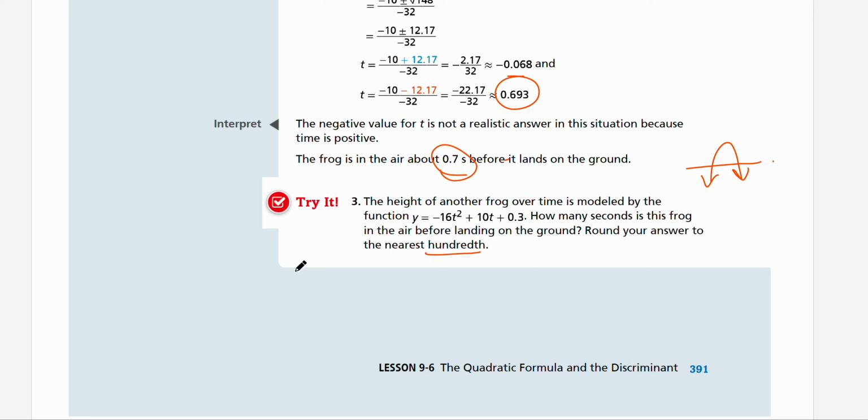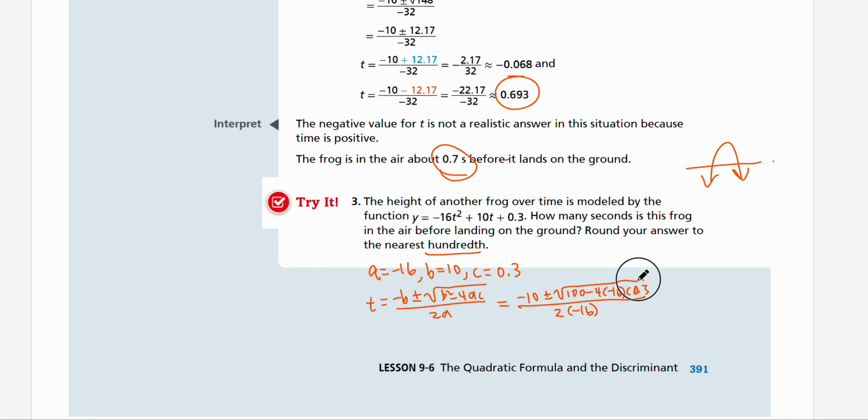Okay, are you ready? So identify your A, B, and C. A is negative 16, B is 10, and C is 0.3. Your quadratic formula is negative B plus or minus the square root of B squared minus 4AC, all over 2A. So plug it in. Negative 10 plus or minus the square root of 10 squared, 100, minus 4 times A times C, and then all over 2 times negative 16.